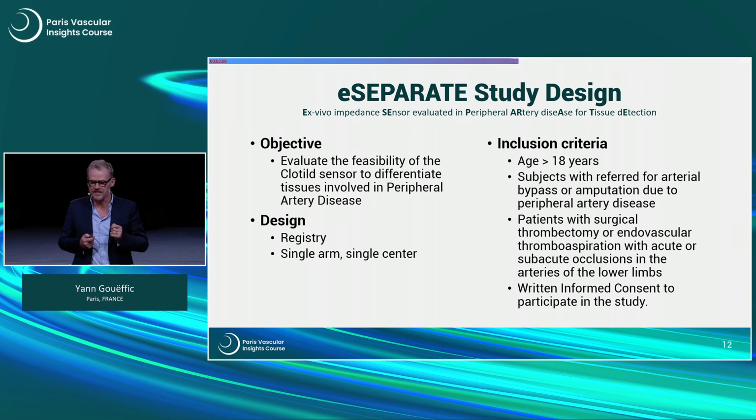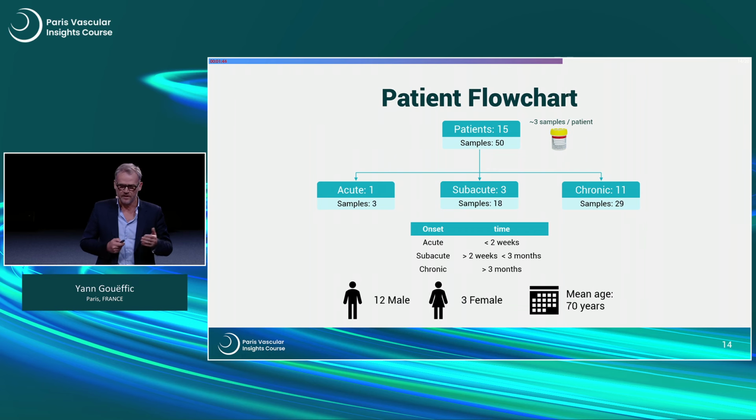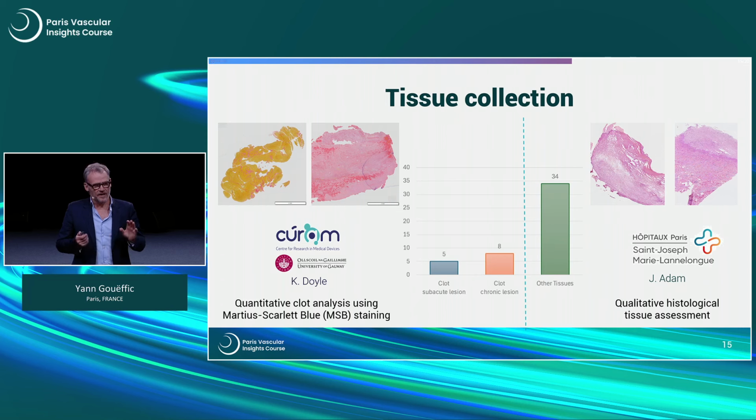tissue involved in PAD. So we include patients with chronic PAD and acute limb ischemia, and we harvest this tissue at the operating theater. In total, in this ex vivo study, we include 15 patients: 1 patient with acute limb ischemia, 3 patients with subacute, and 11 with chronic. 12 male, 3 female in this study. And so we are able to define clot from subacute lesion, clot from acute lesion, and we also compare with other kinds of arterial tissue.